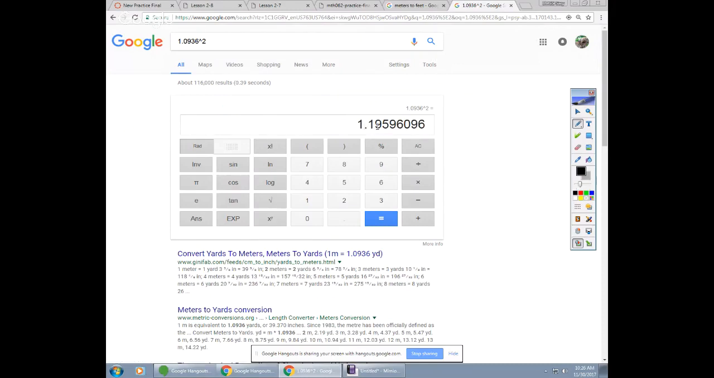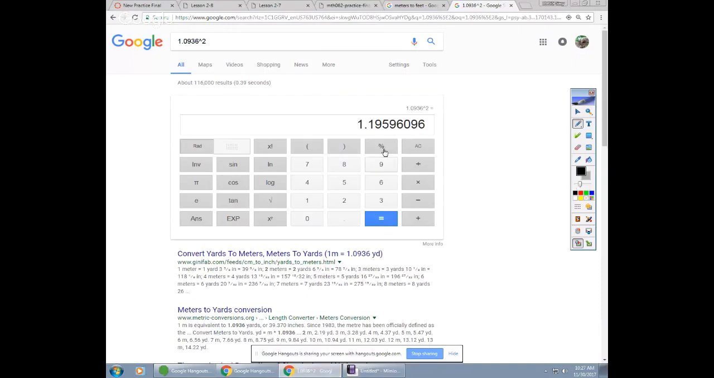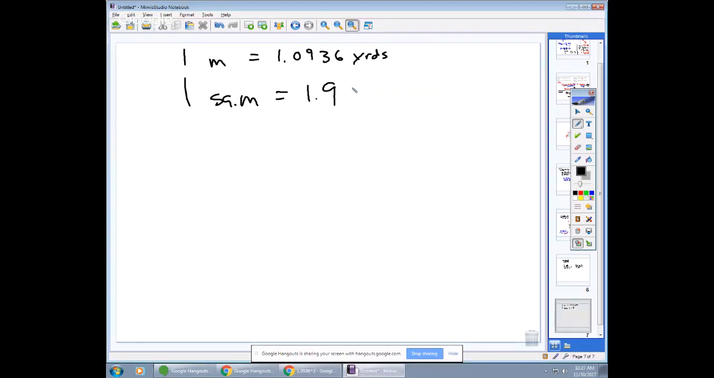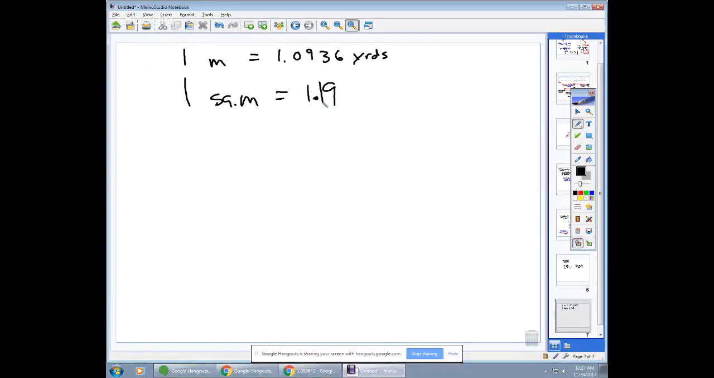So that'd be 1.1960 when we round that. So we're getting 1 square meter, or meter squared, is equal to 1.196. Yeah, because when you round that 9 up, that's going to bump that 5 to a 6. So 1.196 square yards.